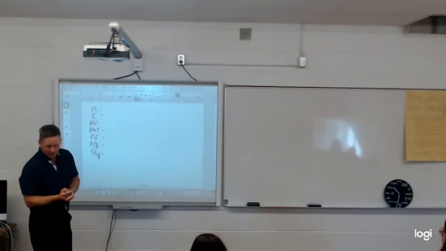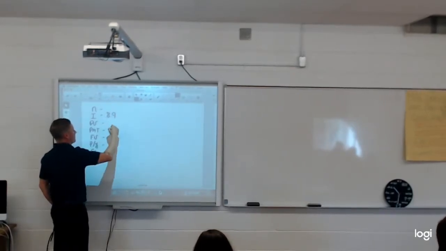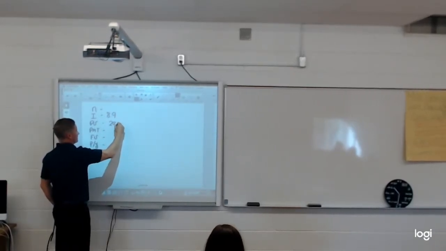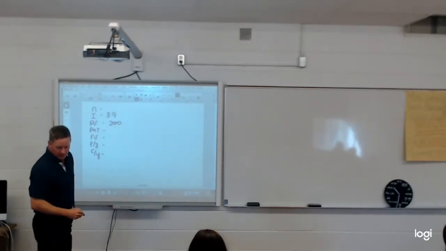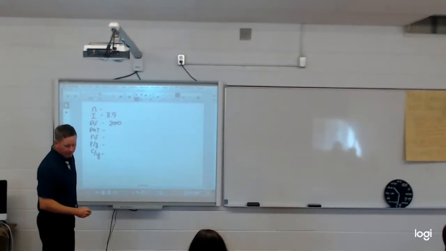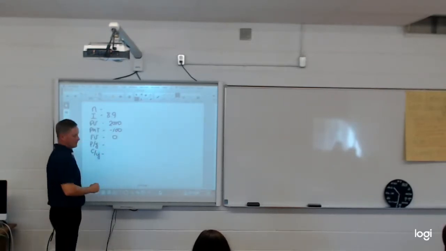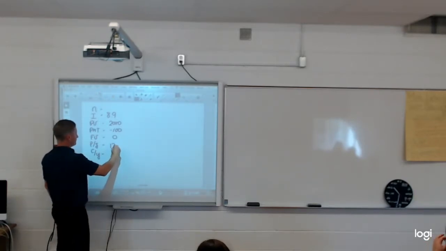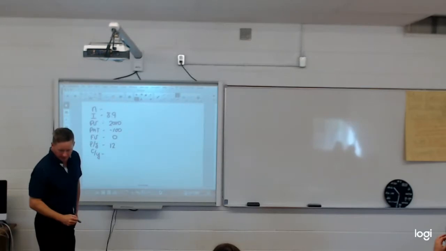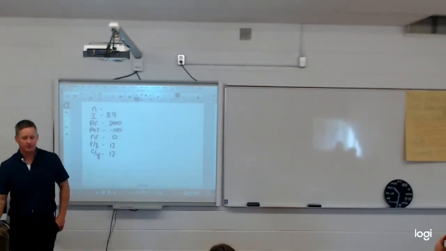Okay, interest rate on the first one, 8.9%. How much is she borrowing? $2,000. And she can afford monthly payments of $100. She's going to pay it off. The payments per year are 12, and the compounding interest is 12 as well. All right, so let's find out the number of payments.